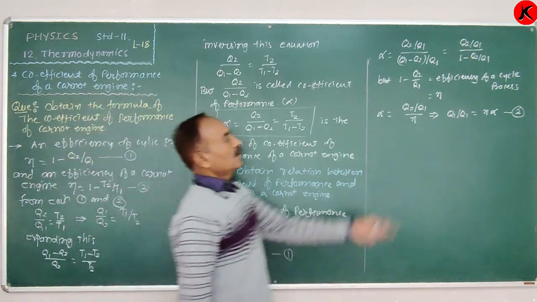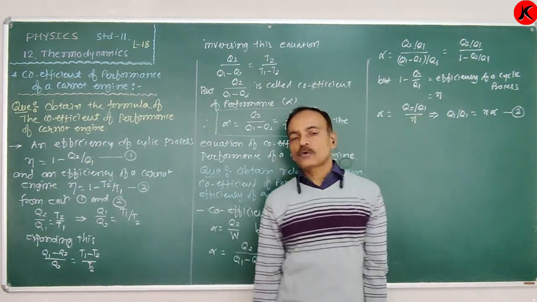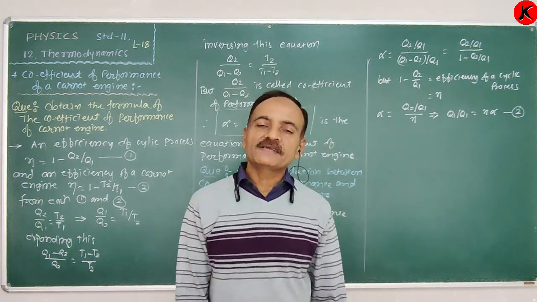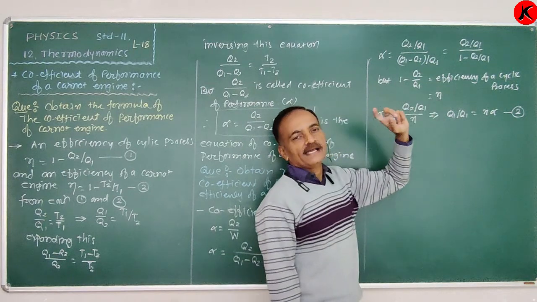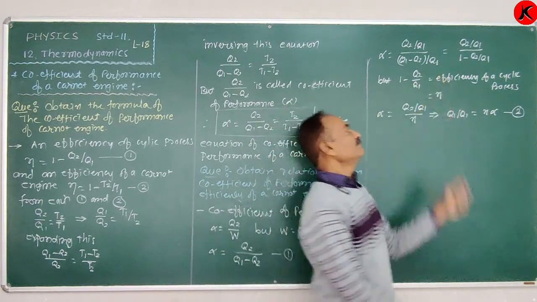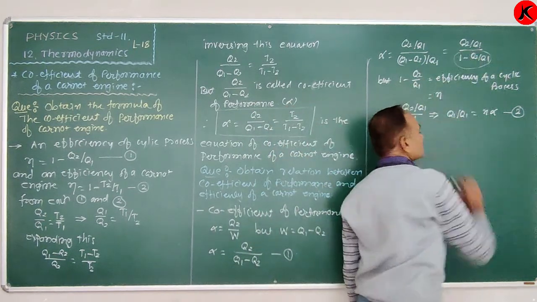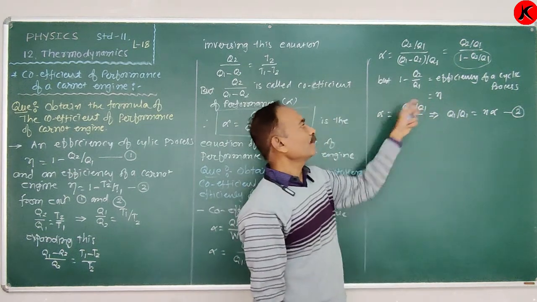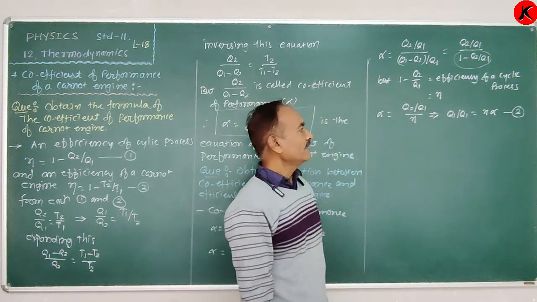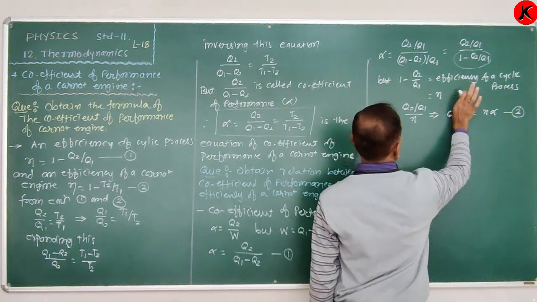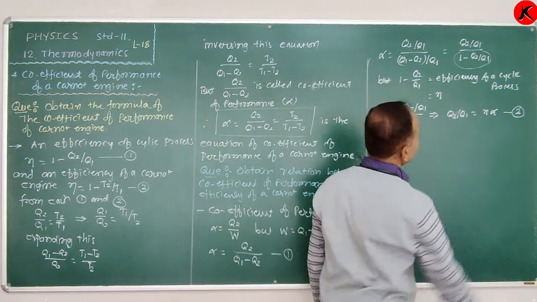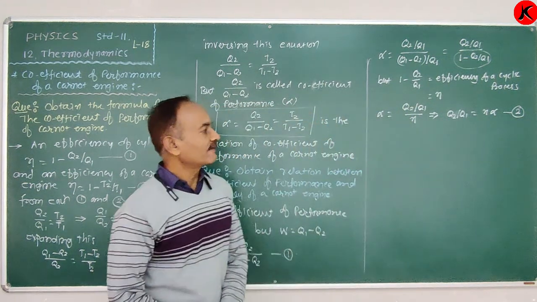Now, 1 minus Q2 upon Q1, we already discussed, is the efficiency of a cyclic process that is denoted by eta. Therefore, alpha is equal to Q2 upon Q1 upon eta. Taking eta to this side, the value of Q2 upon Q1 is equal to eta alpha, equation number 2.